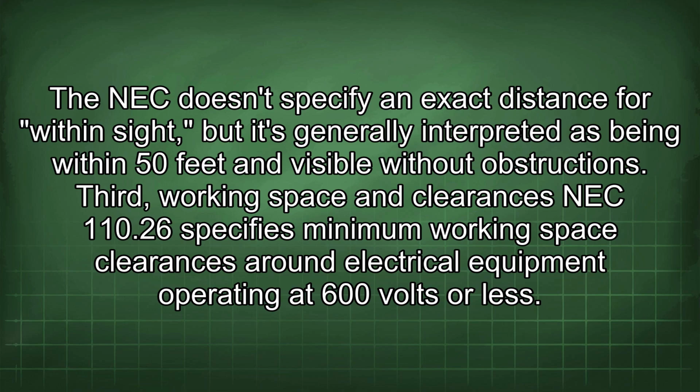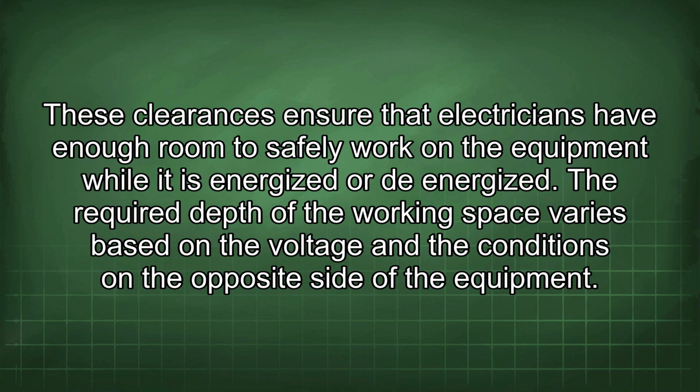Third, working space and clearances. NEC 110.26 specifies minimum working space clearances around electrical equipment operating at 600 volts or less. These clearances ensure that electricians have enough room to safely work on the equipment while it is energized or de-energized. The required depth of the working space varies based on the voltage and the conditions on the opposite side of the equipment.